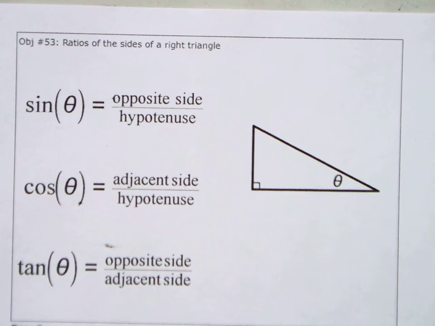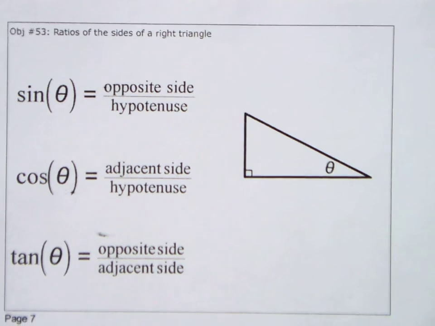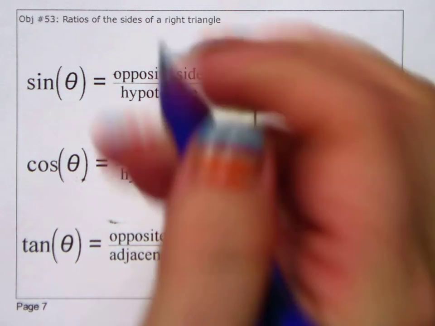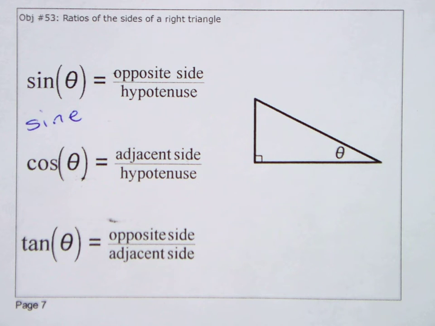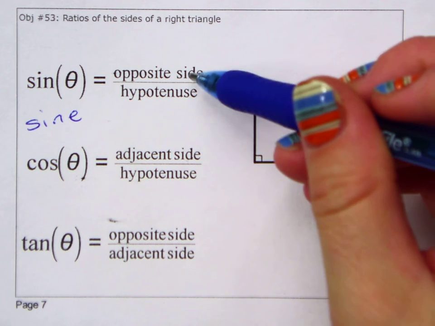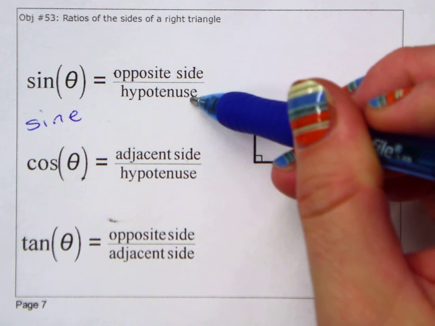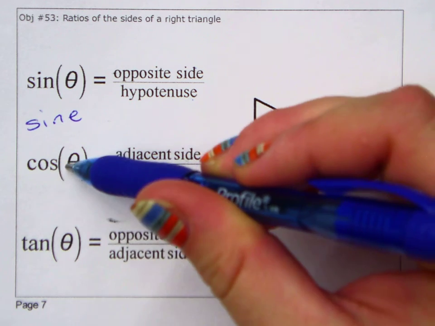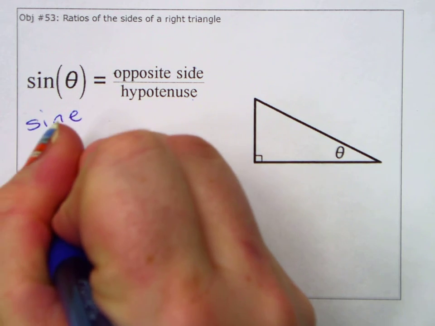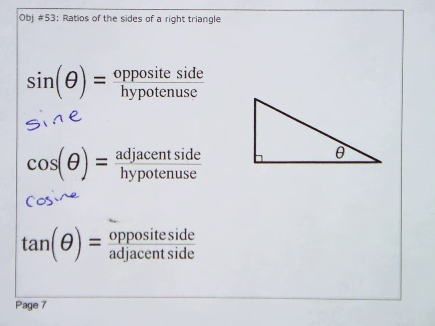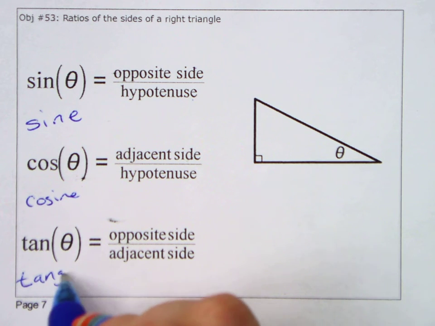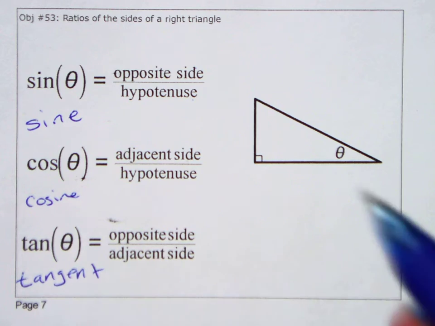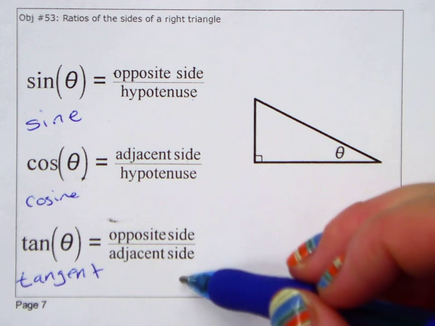So here are the 3 main ratios. We're actually going to talk about 6 today, but here are the 3 main ones that we use the most. Sine is actually spelled S-I-N-E. It's shortened to sine. Do not call it sin. And that's the opposite side over the hypotenuse. Cosine is adjacent side over hypotenuse. And tan is tangent. Those are the real names. And tan is opposite over adjacent.